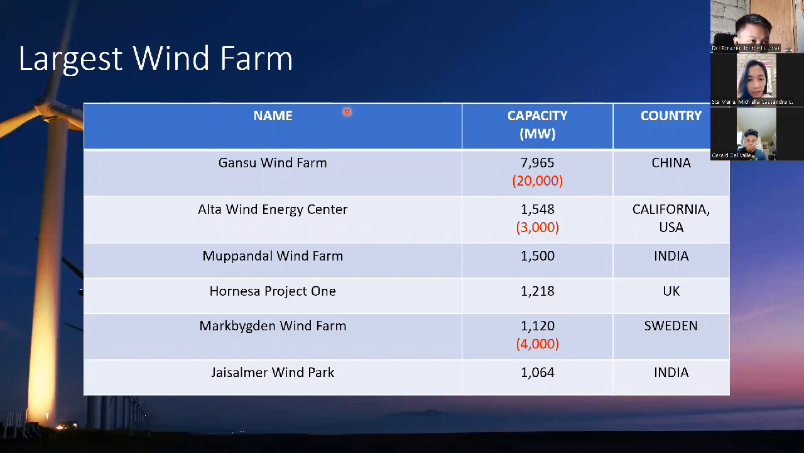Largest wind farms. Gansu Wind Farm, capacity is 7,965 MW, in China. And then Alta Wind Energy Center, 1,548, California, USA. Muppandal Wind Farm, 1,500, India. Fantanele Project 1, 1,218, UK. Markbygden Wind Farm, 1,120, Sweden. Jaisalmer Wind Farm, 1,064, India.